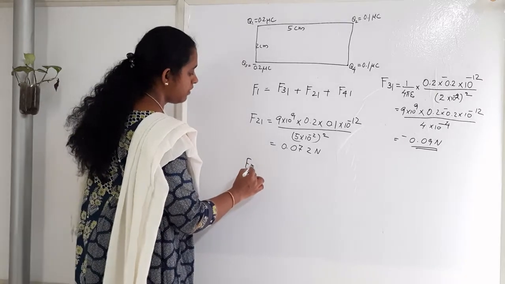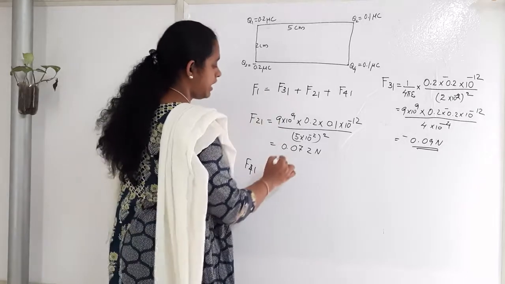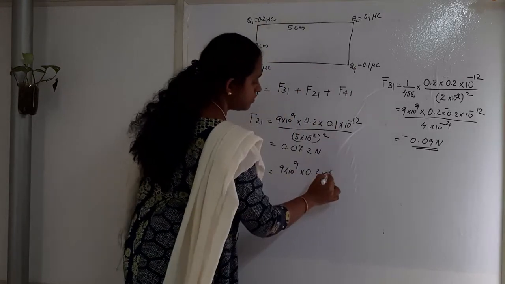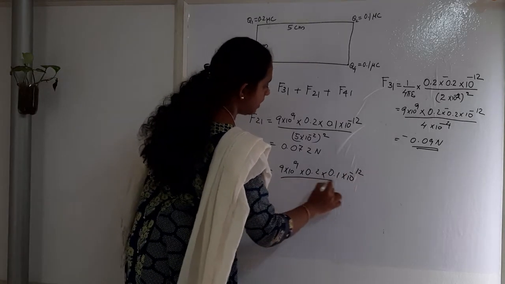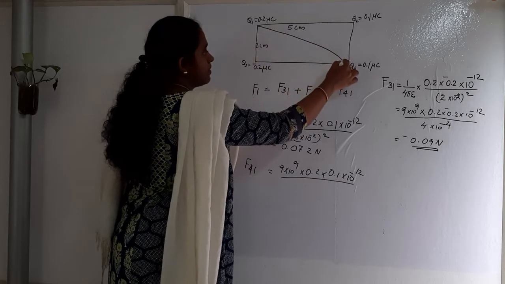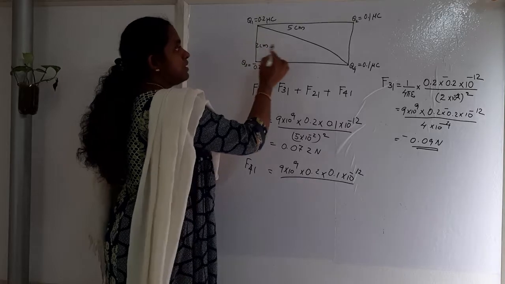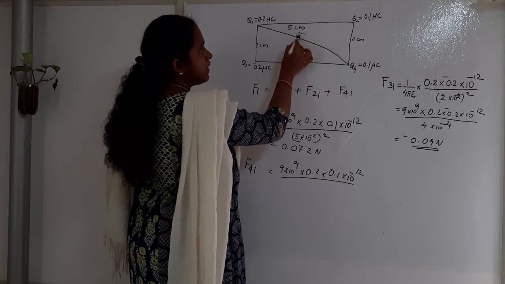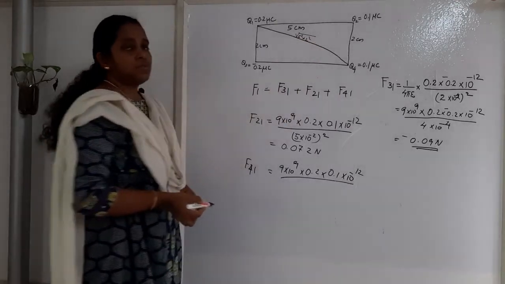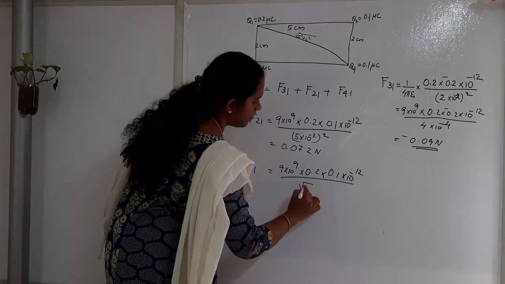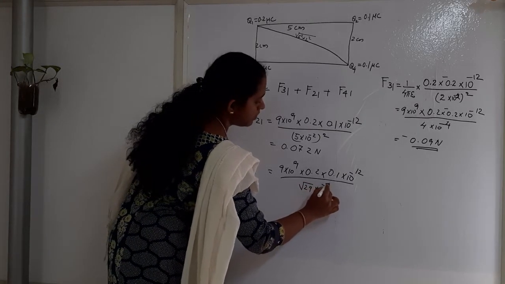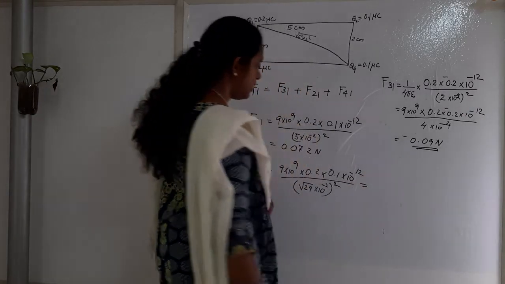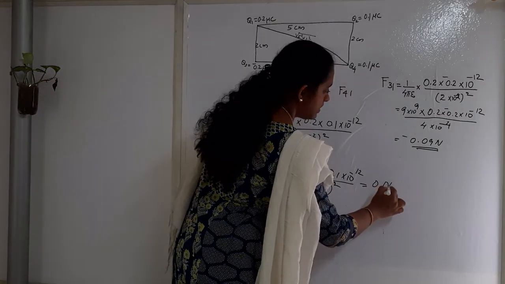Again, for the last force F of 41, it becomes 9 into 10 to the power 9, times Q1 which is 0.2, times Q4 which is 0.1, into 10 to the power minus 12, divided by the distance between these two charges. We know this side is 5 centimeter and this is 2 centimeter. The distance is the diagonal, that is the root of 5 squared plus 2 squared, so root of 29 into 10 to the power minus 2, the whole squared. This becomes 0.062 Newton.